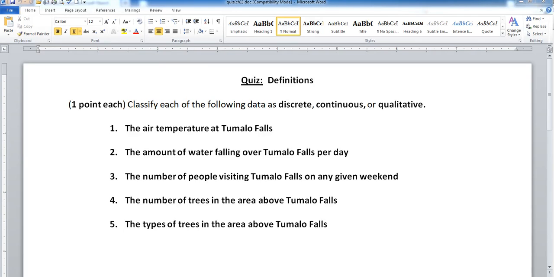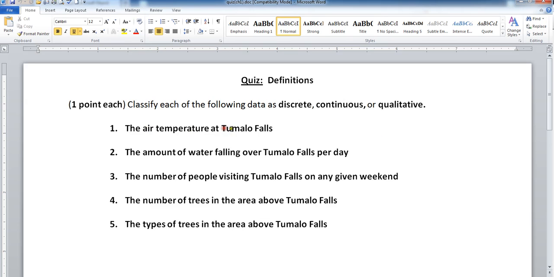I called it a definitions quiz. Just the beginning of the book, kind of picking up some pieces for 243. The first is just 5 little one-point questions, basically definitions, making sure you know the difference between discrete and quantitative, and then quantitative discrete, quantitative continuous, or just qualitative. So let's go through them.